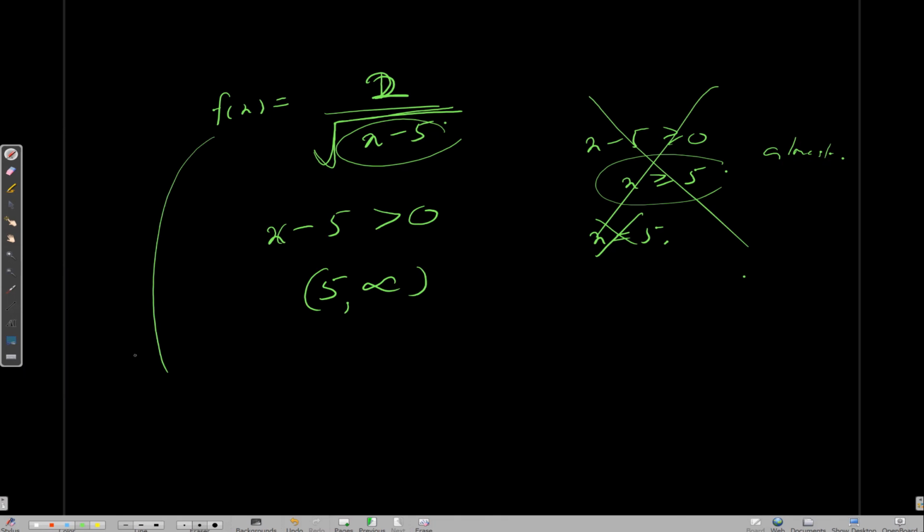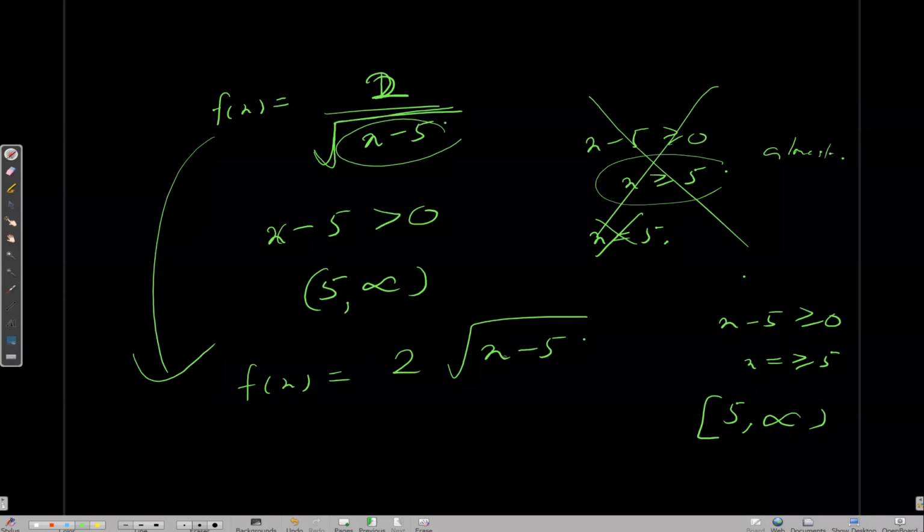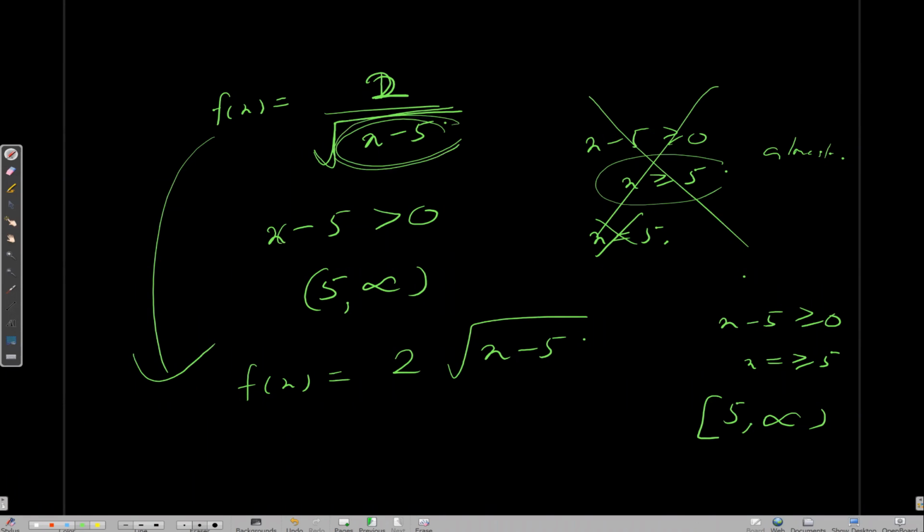For example, if you had f of x equals the square root of x minus 5, like this, then yes, x greater than or equal to 5. In this case, you include 5 because 5 is now in the top, not in the bottom. So 0 is okay as long as it's on the top. But when it's in the bottom, you have to be careful there.